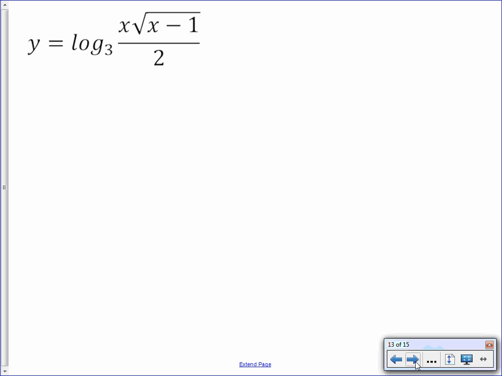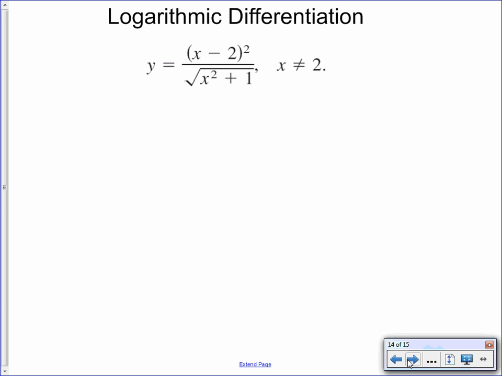Now, I want to see if we have time, because we need to talk about something a little bit important. Why take all of these logarithmic differentiation derivatives? Yes, we're going to have some equations that are logarithmic, but it also can help us with some derivatives that aren't logarithmic. Look at this equation right here, and I want you to think about taking the derivative of this with the quotient rule.